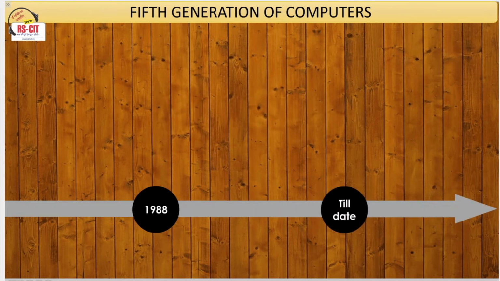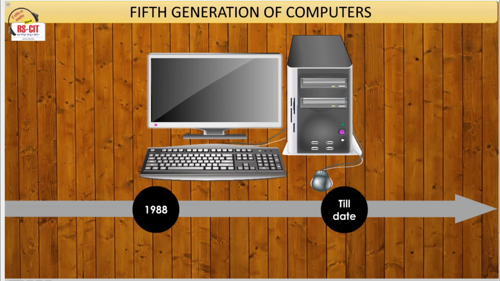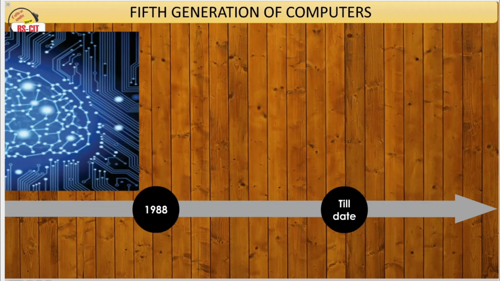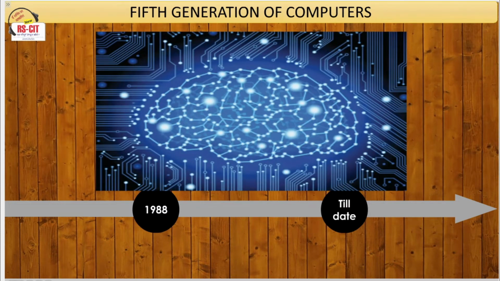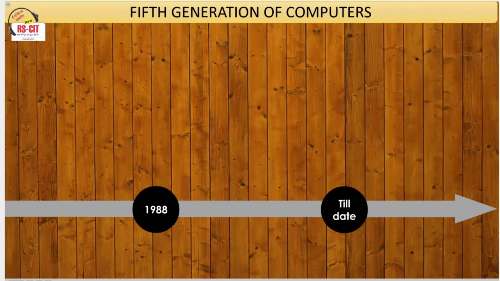1988 onwards is called the fifth generation of computers. In the fifth generation, a new technology, ULSI, that is ultra-large-scale integration, was developed, resulting in a microprocessor chip on which up to 10 million electronic components could be incorporated.